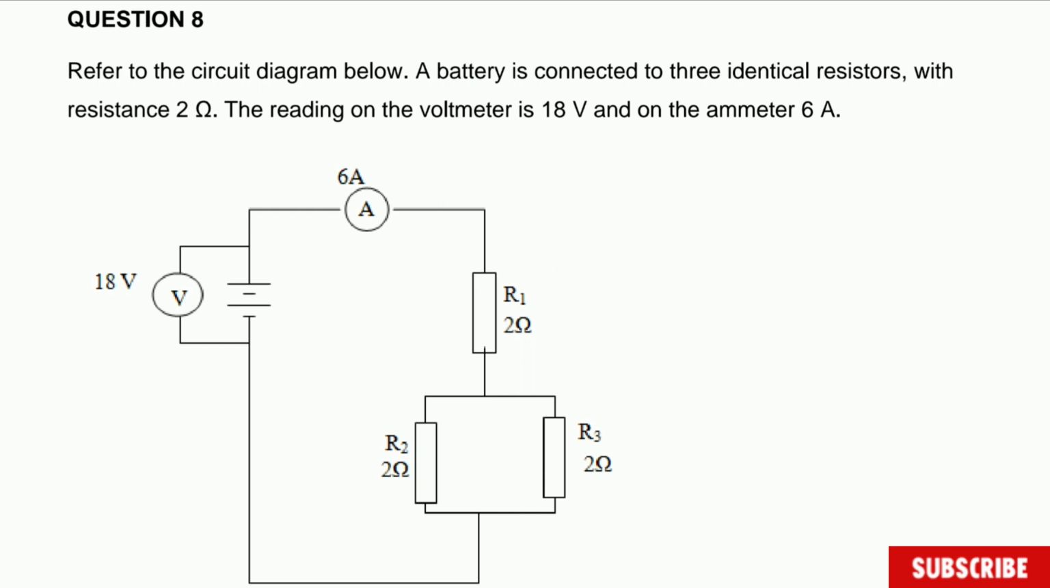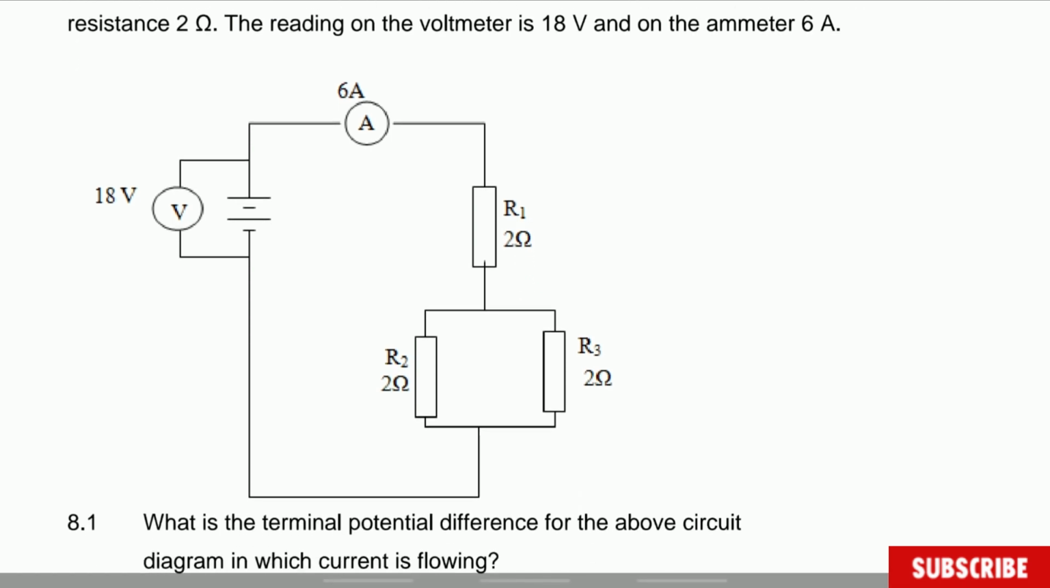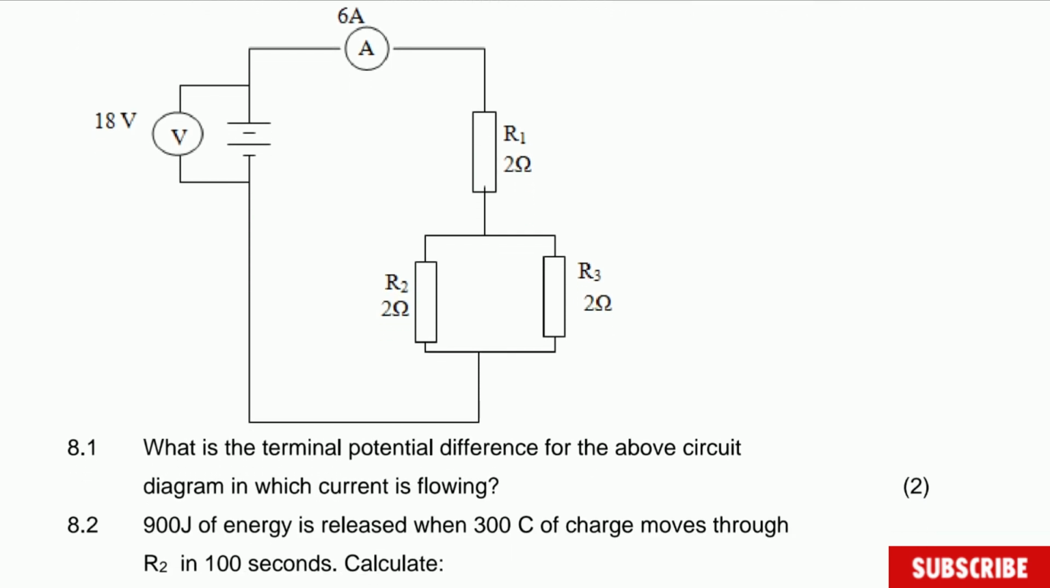Anyway, this question says, refer to the circuit diagram below. A battery is connected to 3 identical resistors with resistance of 2 ohm. The reading on the voltmeter is 18 volts and on the ammeter is 5 amperes. That is the circuit you have here. What is the terminal potential difference for the above circuit diagram in which current is flowing?